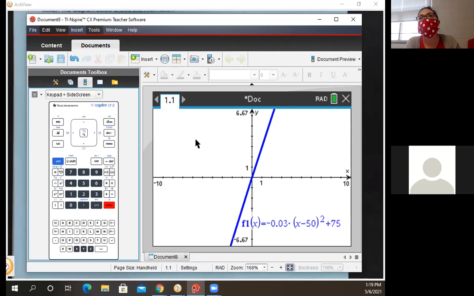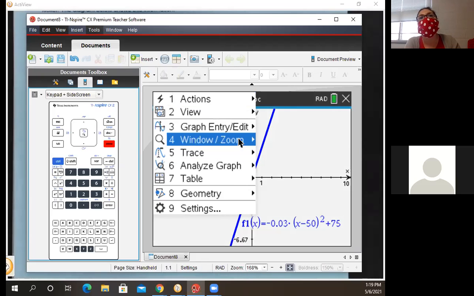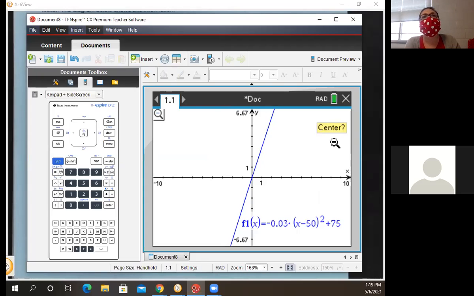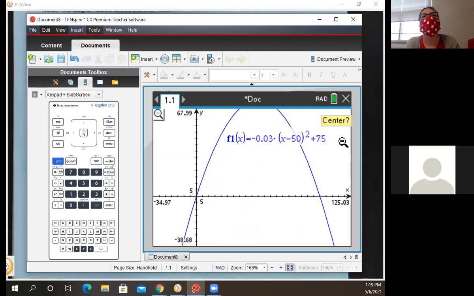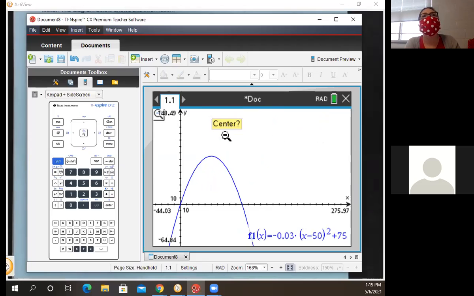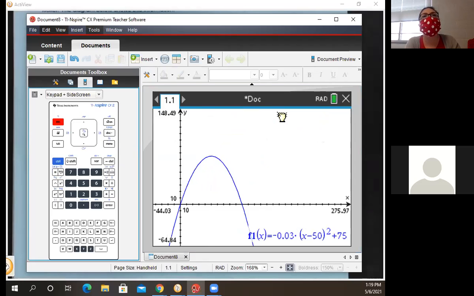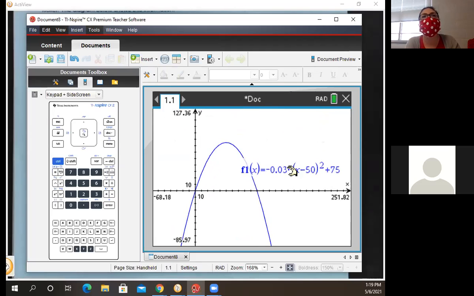So again, I'm only seeing a part of my graph here. So I'm going to adjust my zoom a little bit. Menu, zoom. I think if I just zoom out a couple times, we should be okay. There we go. Do one more for good measure. Okay, so here's my kick, right? Here's my graph of my kick.